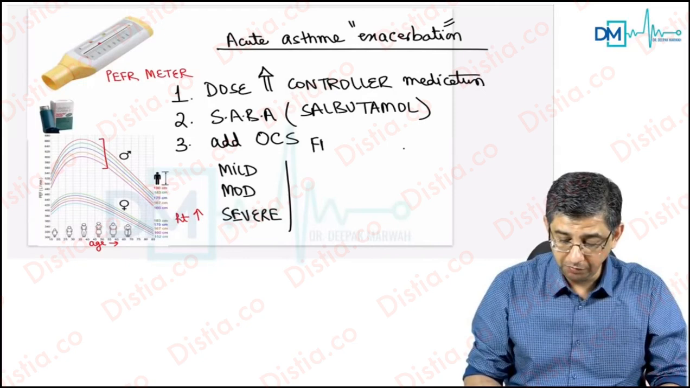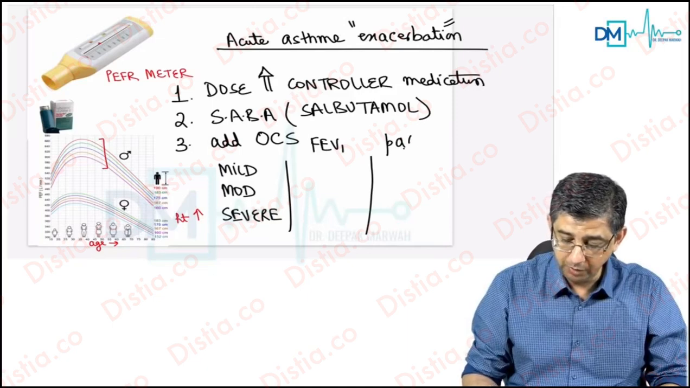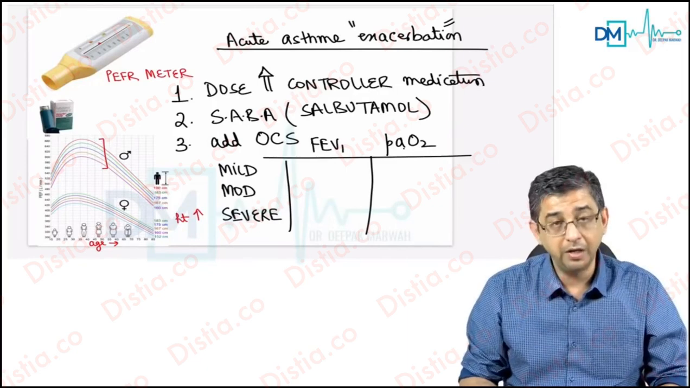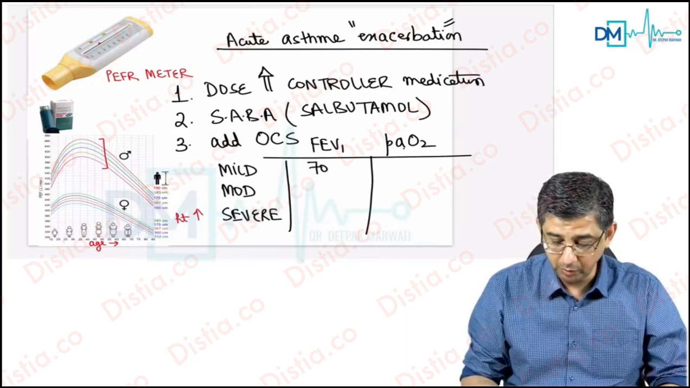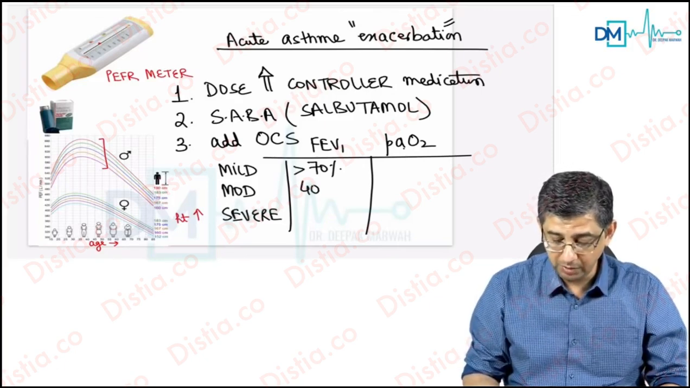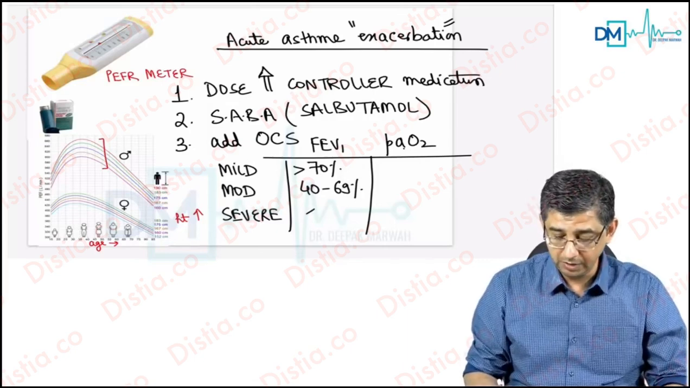We are going to talk about FEV1 cutoffs here, and the partial pressure of oxygen that would be recorded in the patient by, if possible, an ABG report. In mild asthma, the FEV1 is usually a little more than 70%. Moderate asthma is said to be present when FEV1 is between 40 to 69% of the predicted or the best value of the person, and if it is less than 40%, we tend to call it severe asthma.